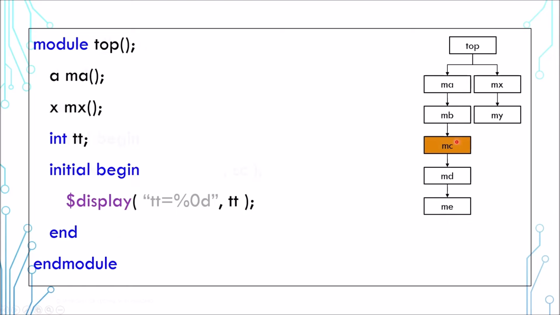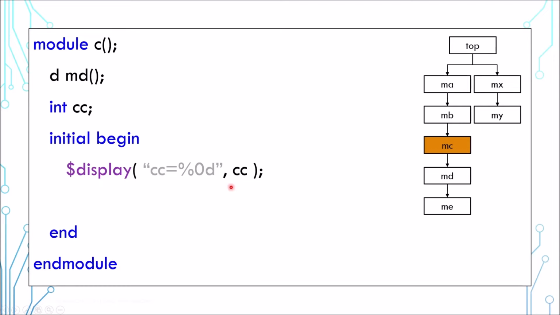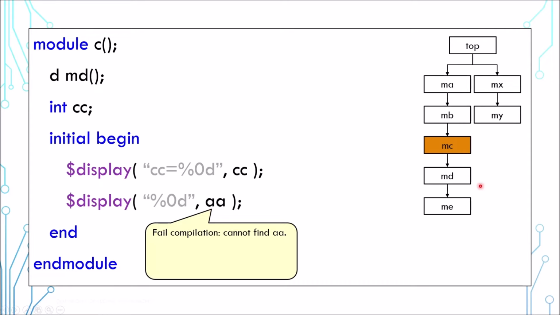Now let's focus on module C. Can module C access other variables in other modules such as AA? The answer is no. But what about DD, which is from its child module D? The answer is still no. A module can only access variables by name if the variable is within the module itself.